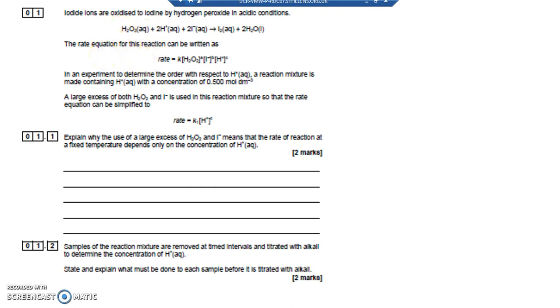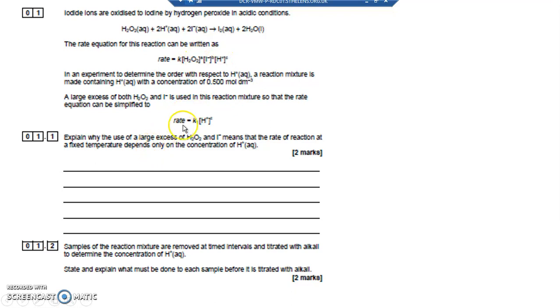So we've got iodide ions reacting with hydrogen peroxide and reacting with H plus ions. The rate equals the rate constant multiplied by the concentration of hydrogen peroxide multiplied by the concentration of iodide ions to the power 2 multiplied by the concentration of H plus to the power 2. So a large excess of H2O2 and I minus is used so that the rate of reaction is only affected by H plus.